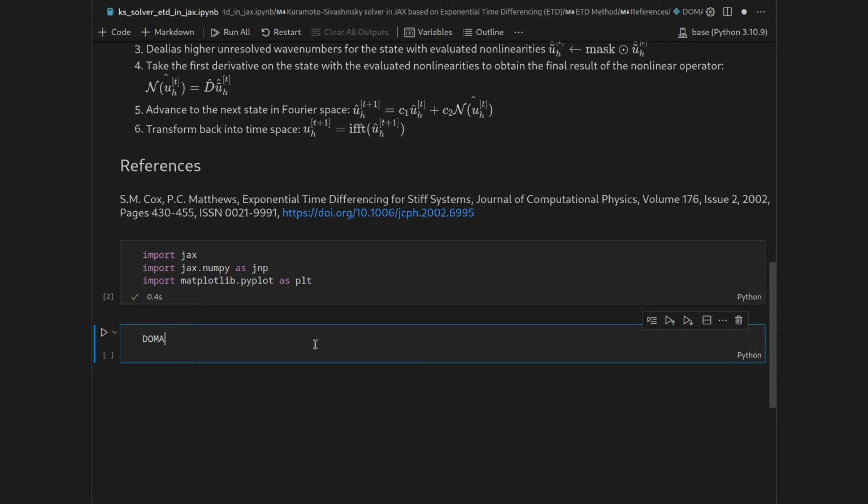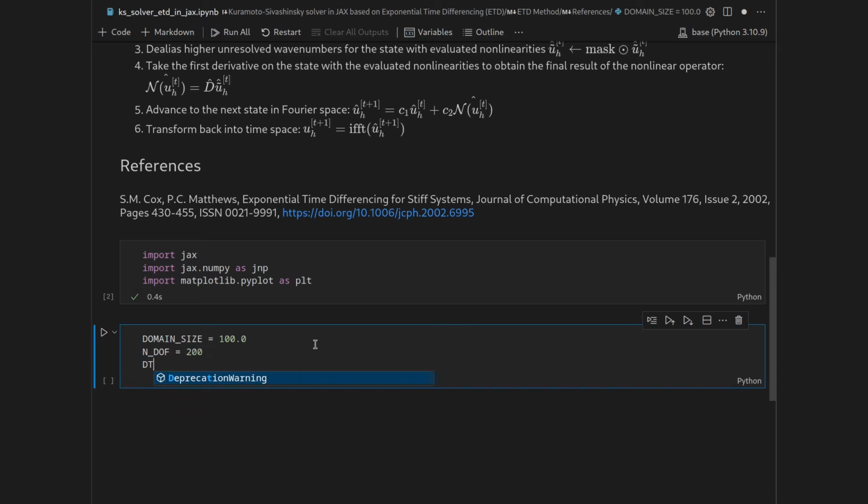Then let's define some constants for our simulation. So first we want to set the domain size to 100. As mentioned before, this capital L value is crucial in that it defines the kind of characteristics or dynamics we will see for the simulation of the KS equation, and choosing a domain size of 100 puts us into the chaotic regime. Then let's set the number of degrees of freedom to 200, and the time step size of the integration shall be 0.1.